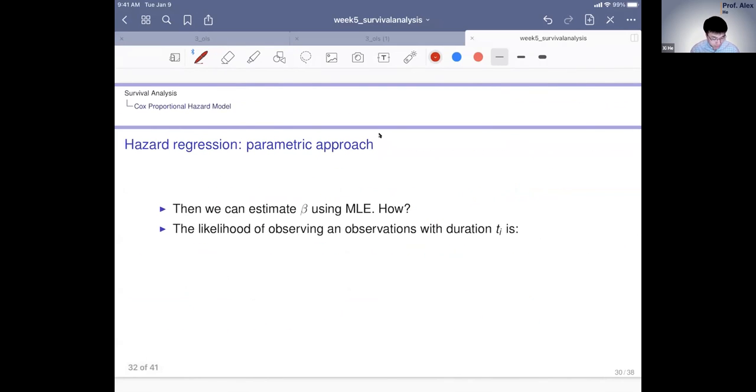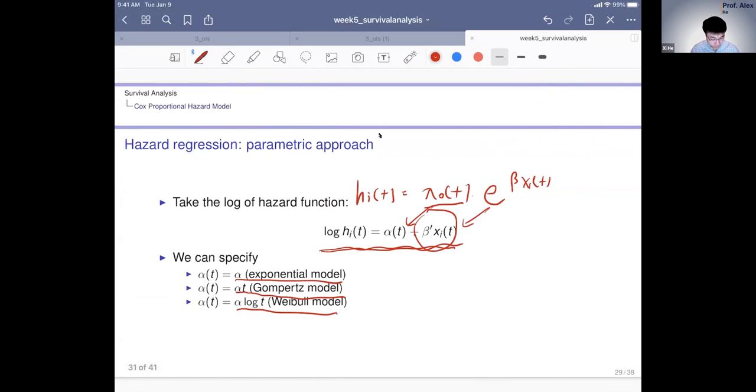Okay, and then how do we estimate this? Two approaches. One is parametric, the second one is semi-parametric. Let's first talk about the parametric one. The parametric one is used less often. But basically, you can choose an alpha, so you can choose the exponential or Gompertz or Weibull, any of them. And then you have a parameter alpha, and you have a parameter beta. And then for each x, you can calculate the hazard rate for that person.